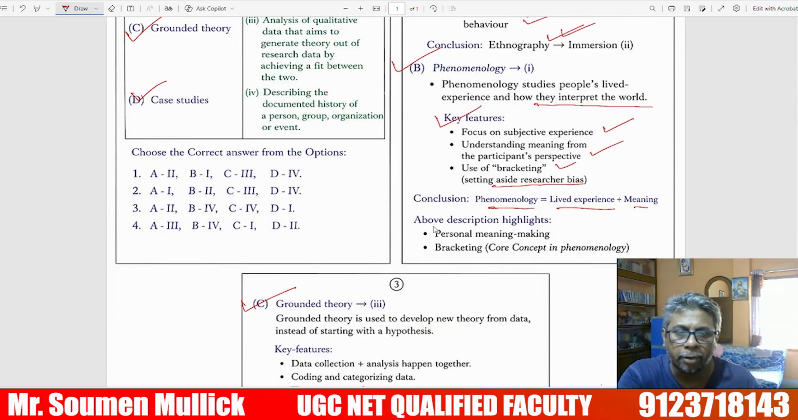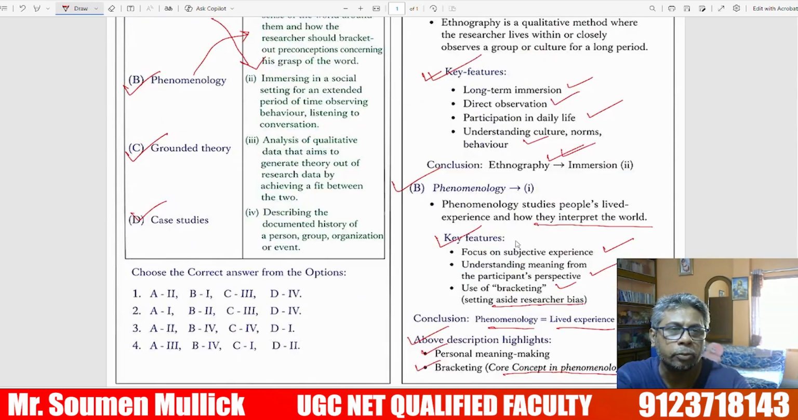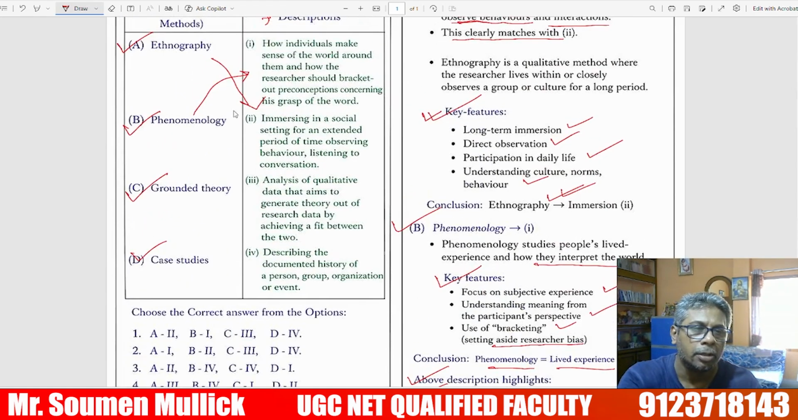It highlights personal meaning making, and bracketing is the core concept of phenomenology. So phenomenology is how individuals make sense of the world around them and how the researcher should set aside preconceptions concerning their view of the world.